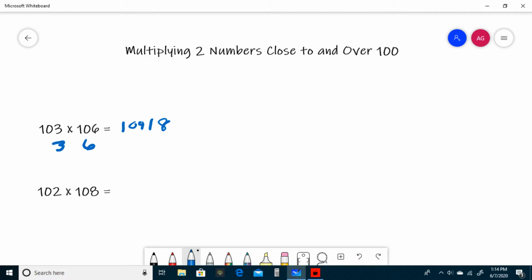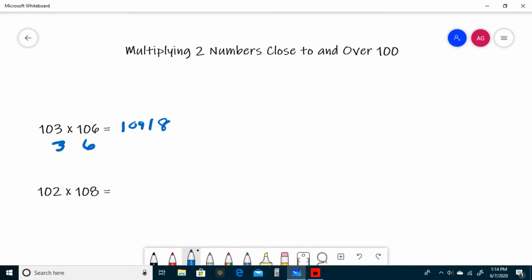To recap, first, find out how far each of your numbers are from 100. In this case, we have 3 and 6. Then multiply those two numbers. 3 times 6 is 18, and then add the two numbers. 3 plus 6 is 9. On each of these, make sure you take up 2 decimal places. After you do that, just write a 1 in front of your answer, and you're done.